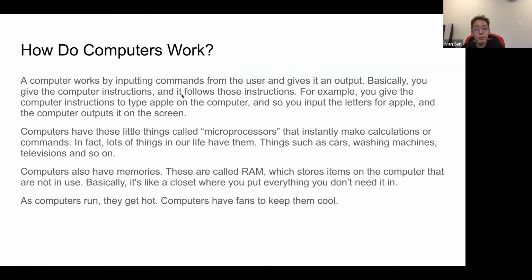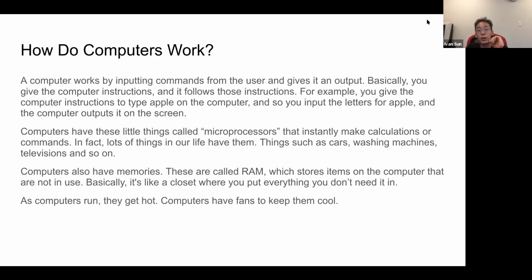So how do computers work? Computers work by inputting commands from the user, and it provides an output, usually from a screen or any other output device, and it follows the instructions that you input into it. For example, you give the computer instruction to type Apple, you input the letters for Apple, and the computer outputs it on the screen. And computers have little things called microprocessors that instantly make calculations or commands. In fact, lots of things in our lives have them, such as cars, washing machines, televisions, and so on.